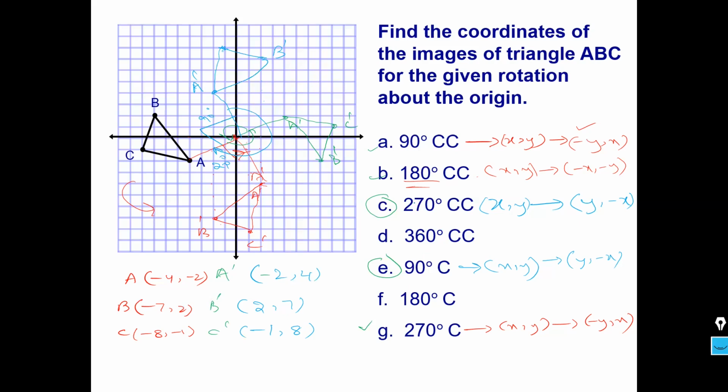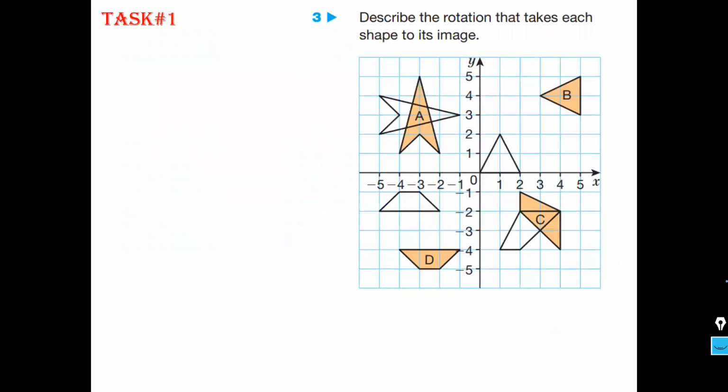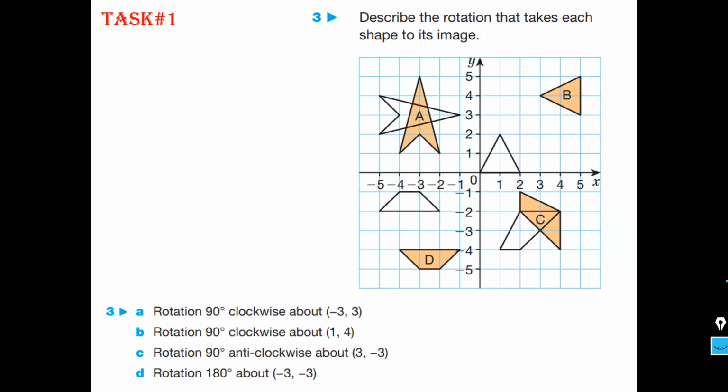360 we don't have to draw. The 360 will be the same as the original figure. I hope you understood well how we rotate the points. One more, we can do a practice. Describe the rotation that takes each shape to its image. So we understand how these are the rotations.